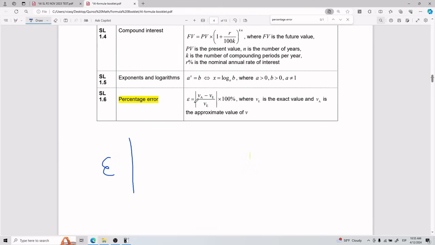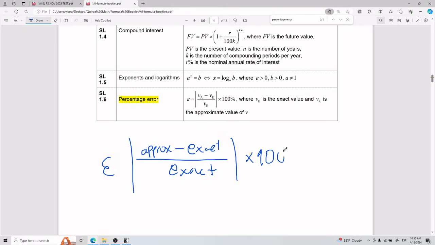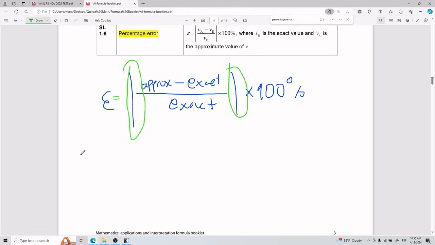And so we're going to have that A is for approximate. So here you have your approximate minus your exact divided by exact, times 100%. All of this with this weird symbol. See? That weird symbol is what is called absolute value, okay?